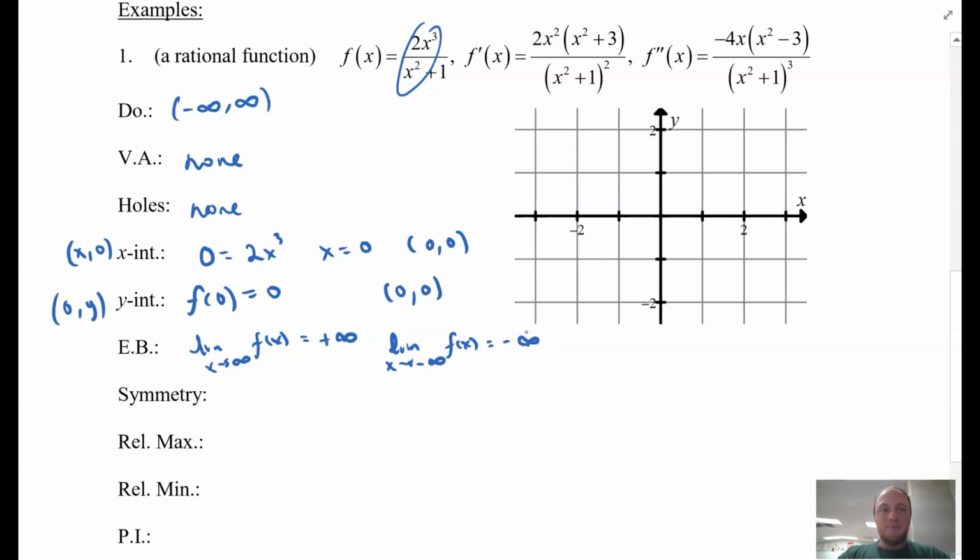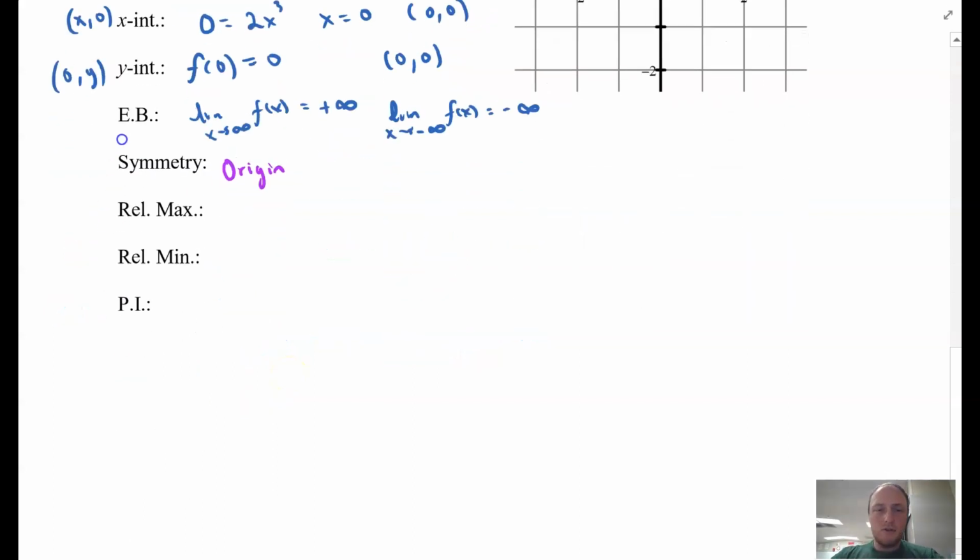All right, symmetry. Our numerator happens to be odd, and our denominator is even, right? Odd is origin symmetry. It's a cubic. Okay, so that's going to flip across the origin, and then our denominator, even, that is y-axis symmetry. That's a parabola just shifted up 1. So an odd divided by an even is odd. So this is origin symmetry. We're going to see reflection across the origin.